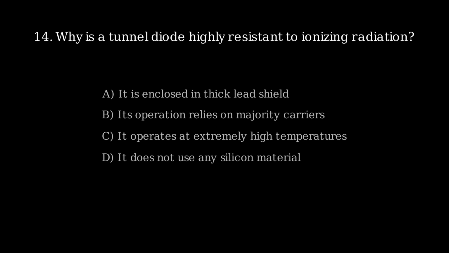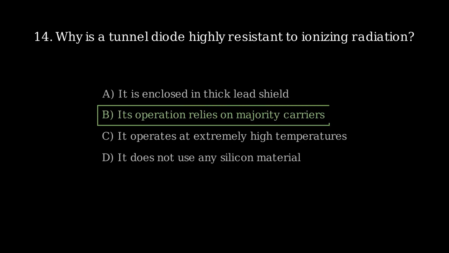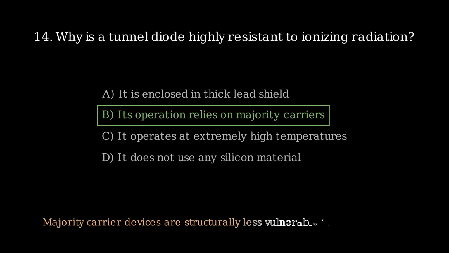Question 14. Why is a tunnel diode highly resistant to ionizing radiation? Since its operation relies entirely on majority carriers, radiation damage to the crystal lattice barely affects it.